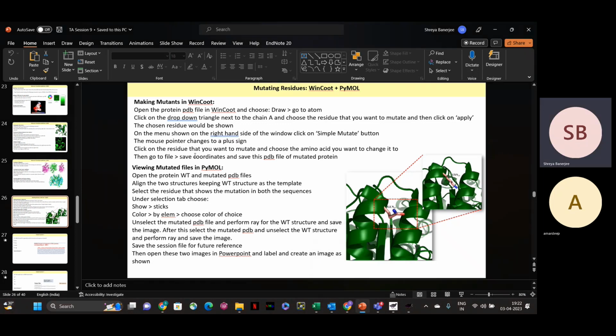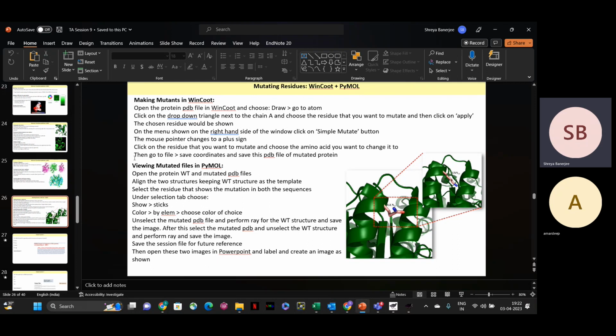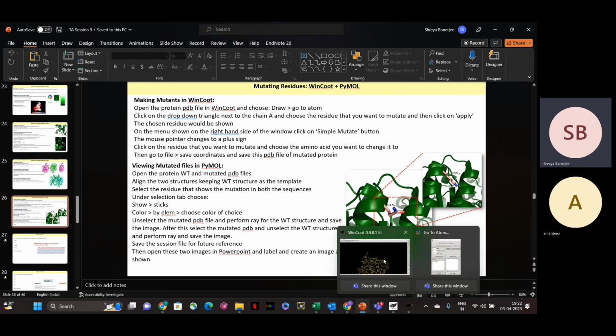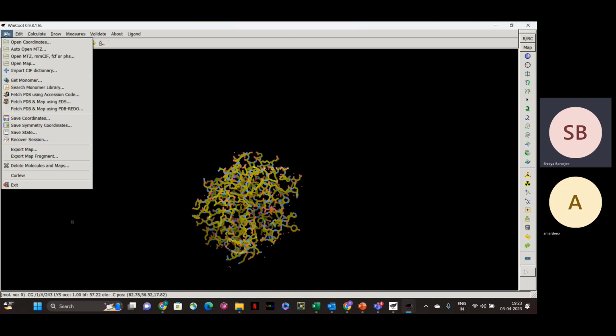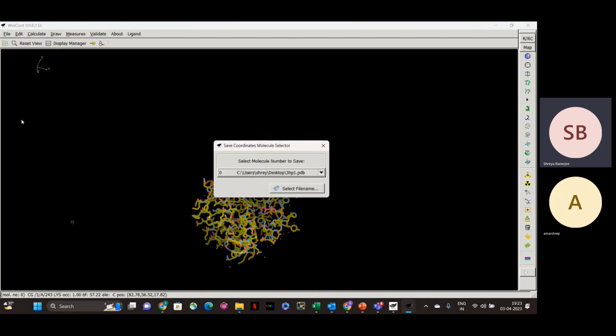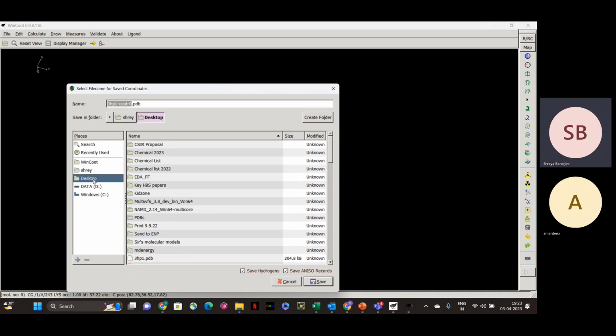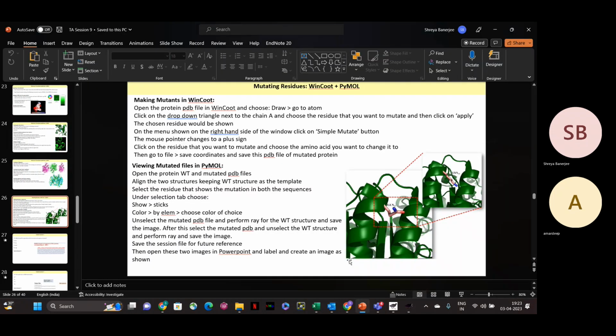And after you do that, in PyMol, you can view the mutated files. Now that we have gotten this file, we can save this mutated protein that we have created. File, save coordinates. Suppose I save it as trial 1. Save. So now I will open that mutated protein in PyMol.